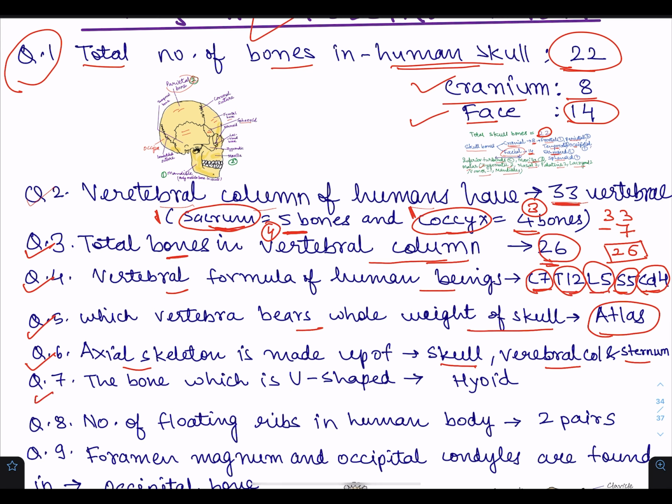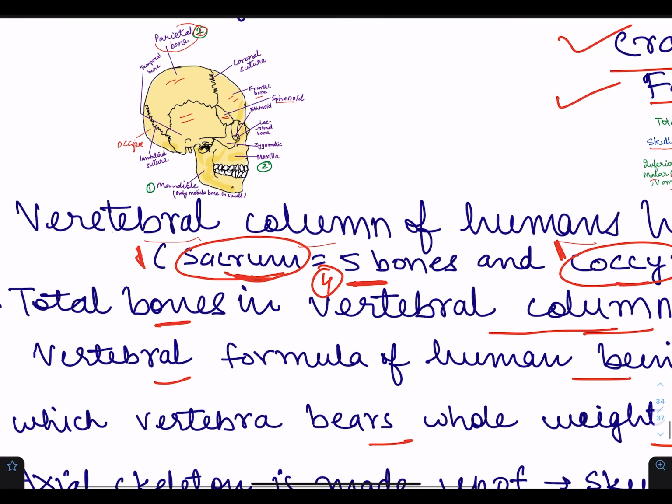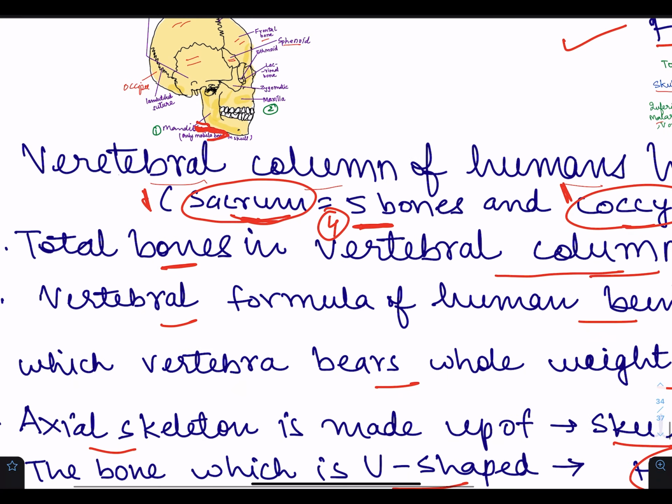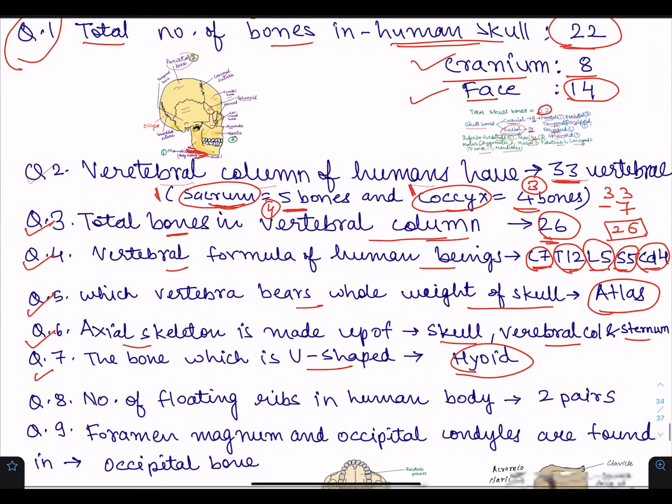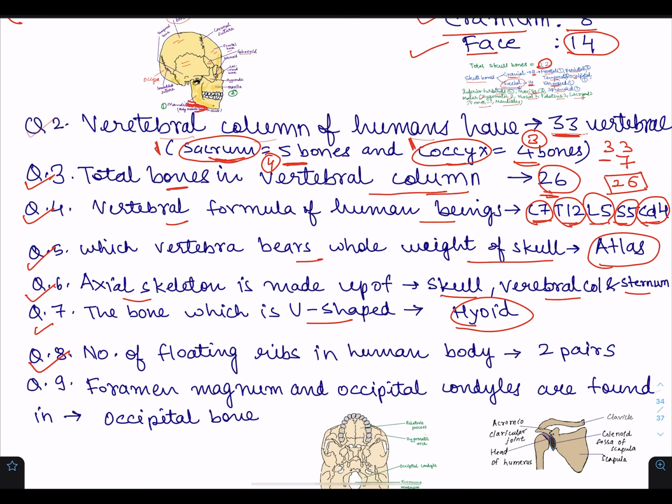The bone which is U-shaped, the answer is hyoid. Hyoid is a U-shaped bone. It is somewhat attached here. If we see the skull a little after tilting, then you can see it like this. It is attached over here. Cannot be seen in this view of the skull, but somehow you can imagine it to be here. Number of floating ribs in human body are 2 pairs.